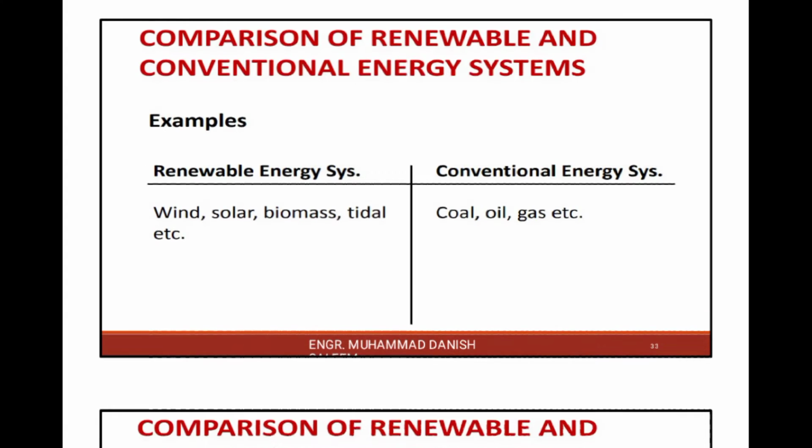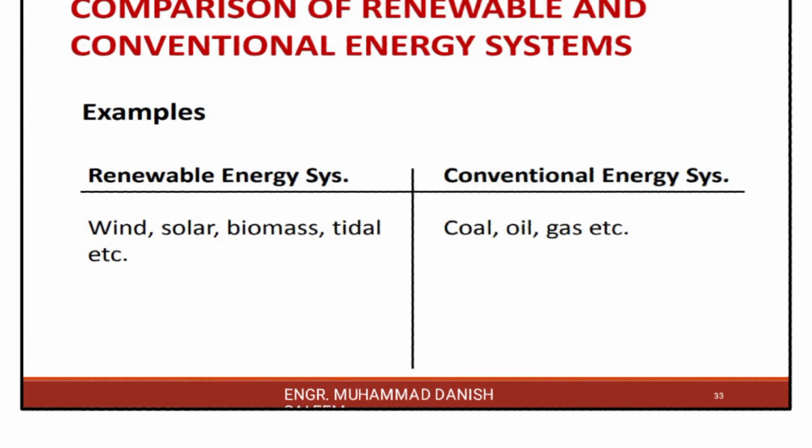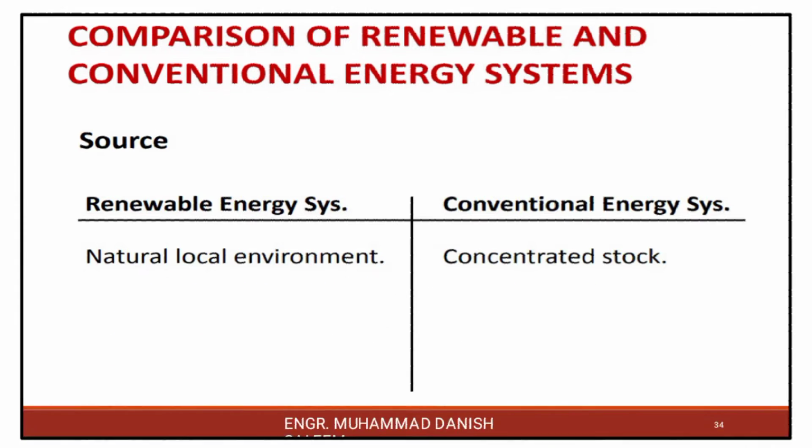Today we're going to discuss the comparison of renewable energy and conventional energy systems. So let's start the video. First we see the examples. What are the examples of renewable energy systems? Wind, solar, biomass and tidal are examples of renewable energy systems, while the conventional energy systems have coal, oil and gas. Comparison of renewable and conventional energy systems.